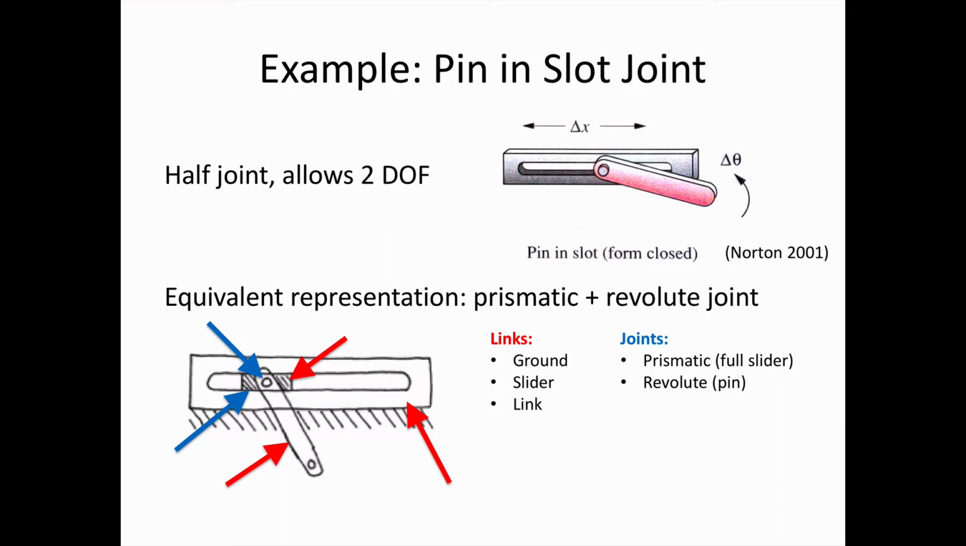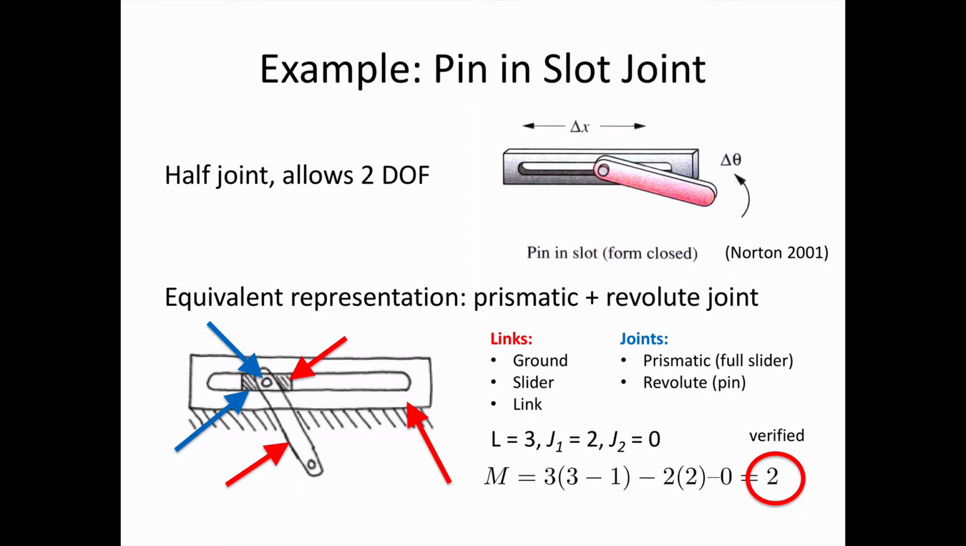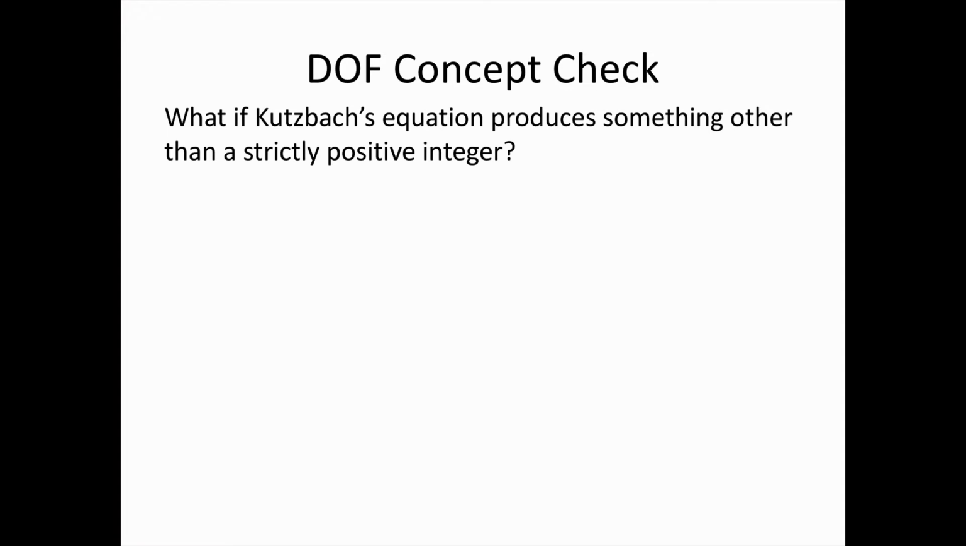So let's apply Kutzbach's equation and see how many degrees of freedom it predicts this system will have. The number of links is 3, including the grounded link. The number of full joints is 2, and the number of half joints is 0. If we plug the numbers in, we verify that the number of degrees of freedom is 2, and that agrees with the earlier statement. Let's look at a few important concepts regarding degrees of freedom.